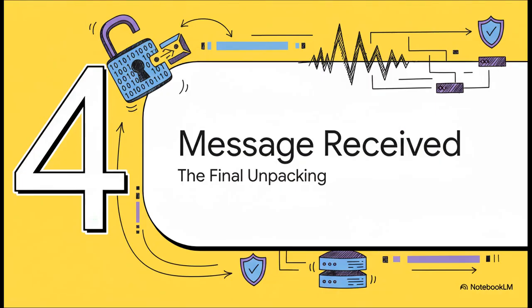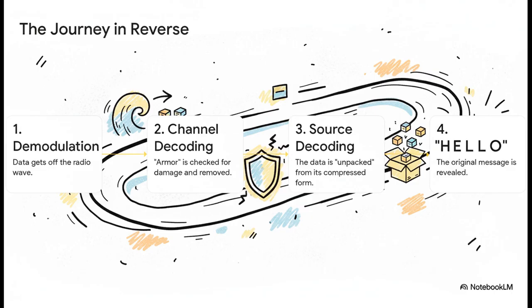So, after battling through all that noise, distortion, and interference, our signal finally makes it. It arrives, but it's still a mess. It's corrupted, it's riding on a wave, it's wearing armor, and it's all packed up. Now it's time for the grand finale, the unpacking. Basically, the receiver just does everything we just did, but in reverse. Step 1, demodulation. That's getting the data off the radio wave. Step 2, channel decoding. The armor is checked for any damage, the math does its magic to fix any errors, and then the armor comes off. Step 3, source decoding. The data gets unpacked from its tiny, compressed form. And then, at the very end of it all, there it is, our original message, hello, perfectly intact.